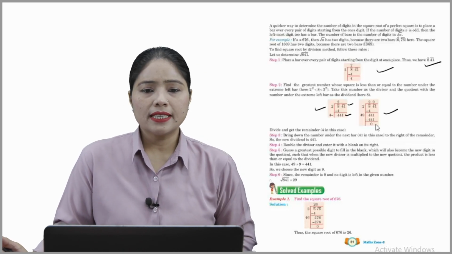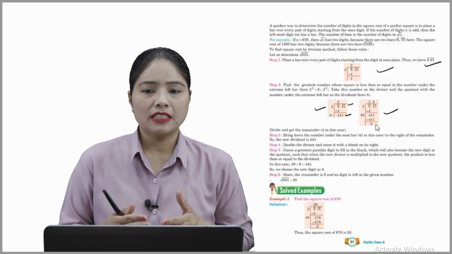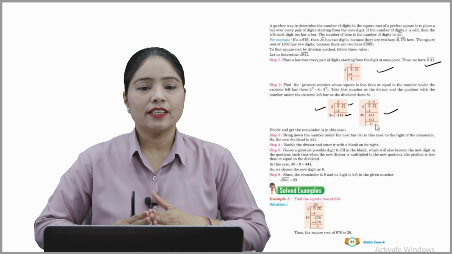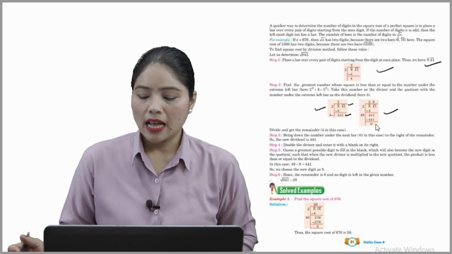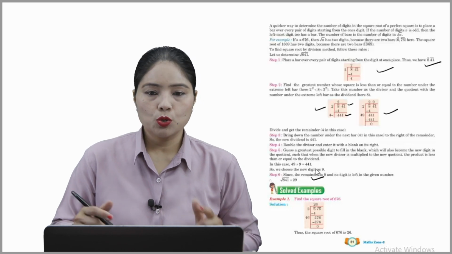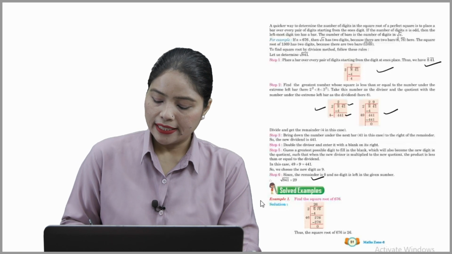Now step number 6. Since the remainder is 0 and no digits are left in the given bars, the square root of 841 is, yes, 29. So this is the answer. I hope you understood all the steps nicely. So now let's solve examples for more clarity.